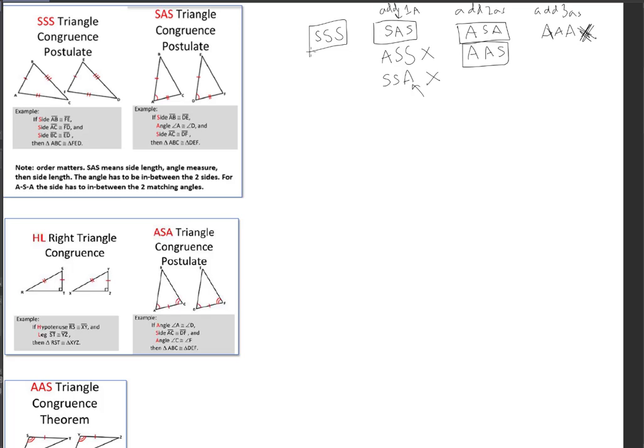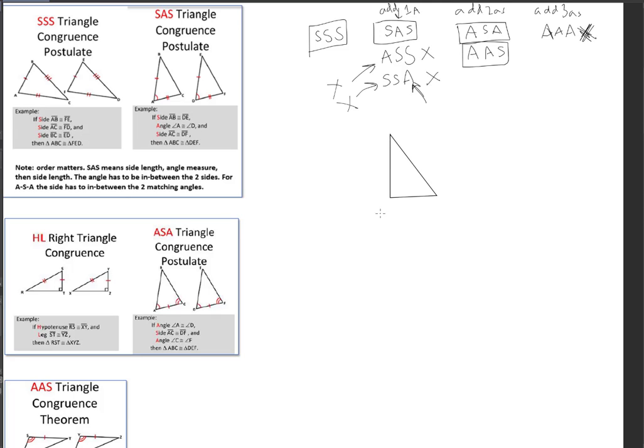So once again, the only ones that work are side, side, side; side, angle, side; angle, side, angle; and angle, angle, side. Stressing to you that this one, the naughty one, does not work. Does not work, okay? Now, there is one situation where the naughty one does work, and that's in a special scenario where you have a right triangle.